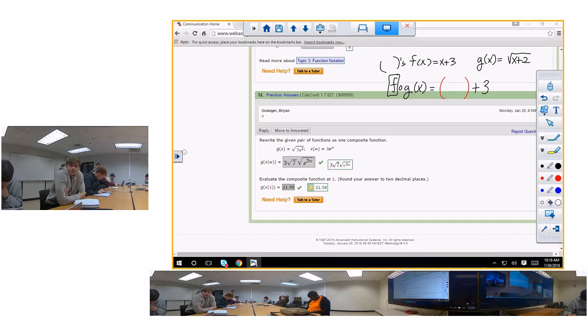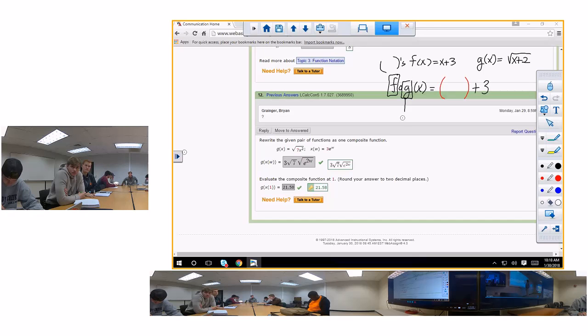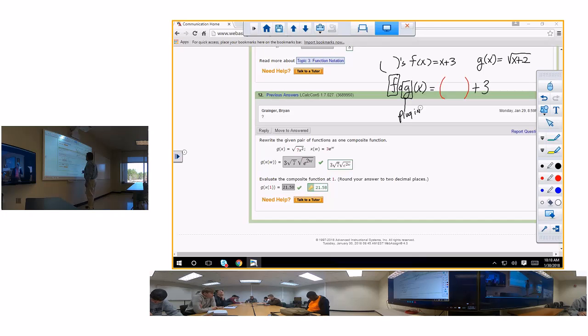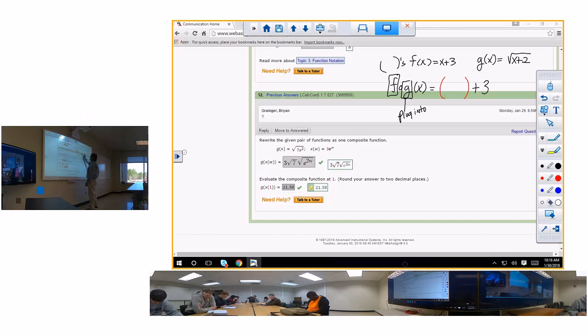And then what does the composed of g mean? Plug into. So, what is g of x? g of x is the square root of x plus 2. And your final answer, f of g, is the square root of x plus 2. Put a little tail right here so you know that 3 doesn't go under there. Plus 3. Now, what if I ask you to write g of f?